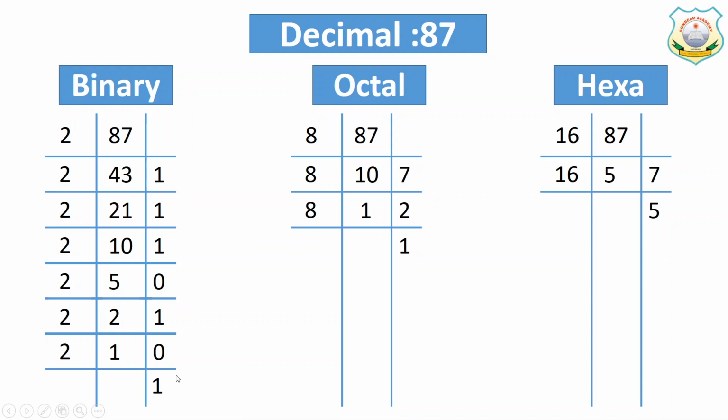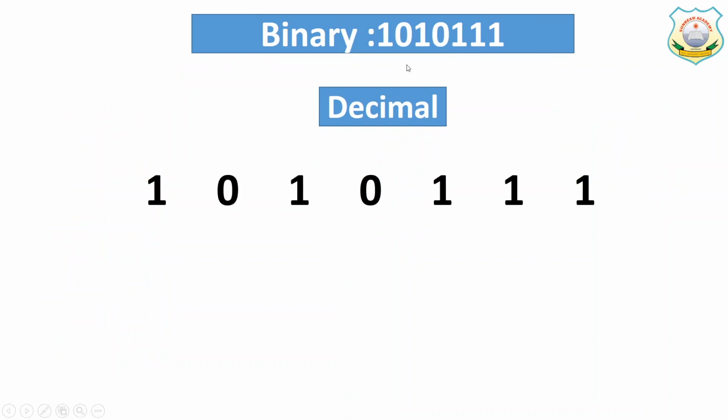So if I convert this binary to decimal, I should get 87, right? Because I converted 87 into binary, and if the same number I convert back to decimal, I should get 87, right? That is the rule. It should happen. So I have the same number 1010111. Now if I convert this into decimal, I should get the number 87.